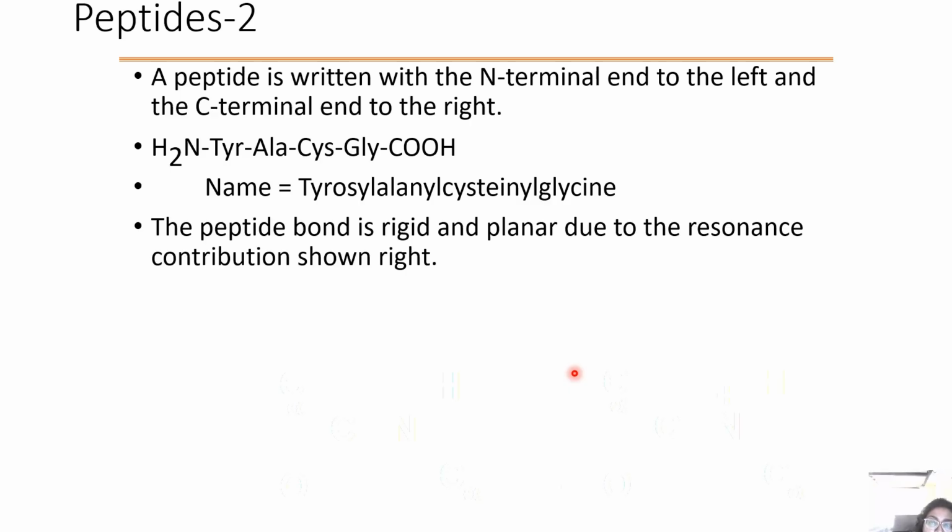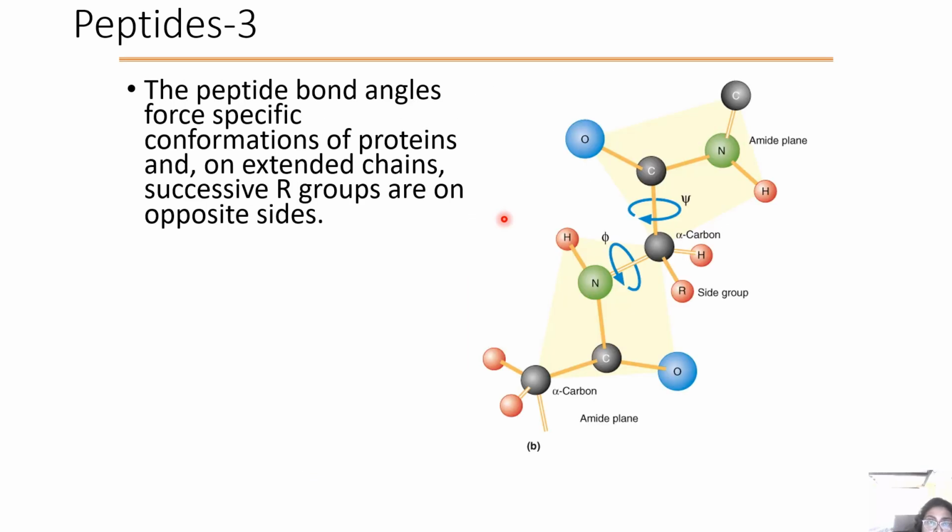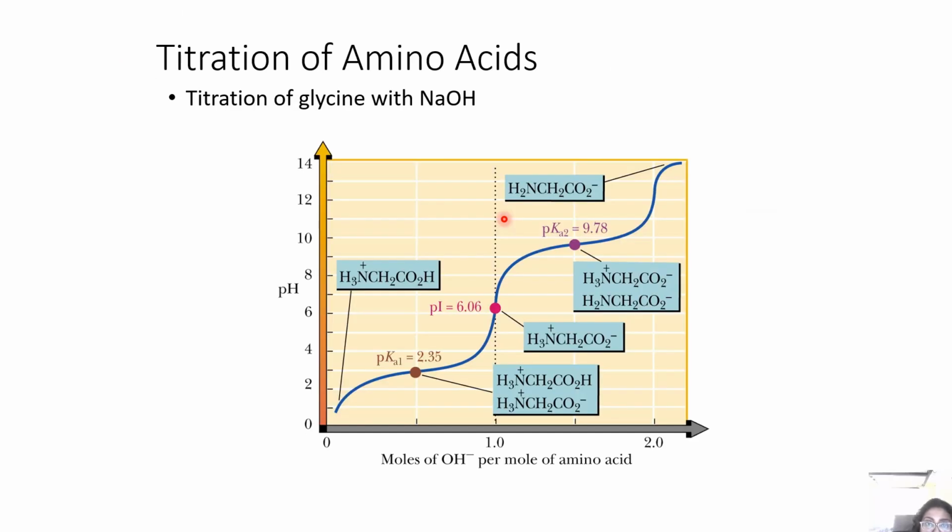Now a peptide is written with the N terminal end to the left and the C terminal end to the right. We know that, right? So for this peptide, it will be tyrosyl, alanine, cysteine, glycine. The peptide bond is rigid and planar due to the resonance contribution shown. In specific conformations of proteins around the extended chains, successive R groups are on opposite sides.